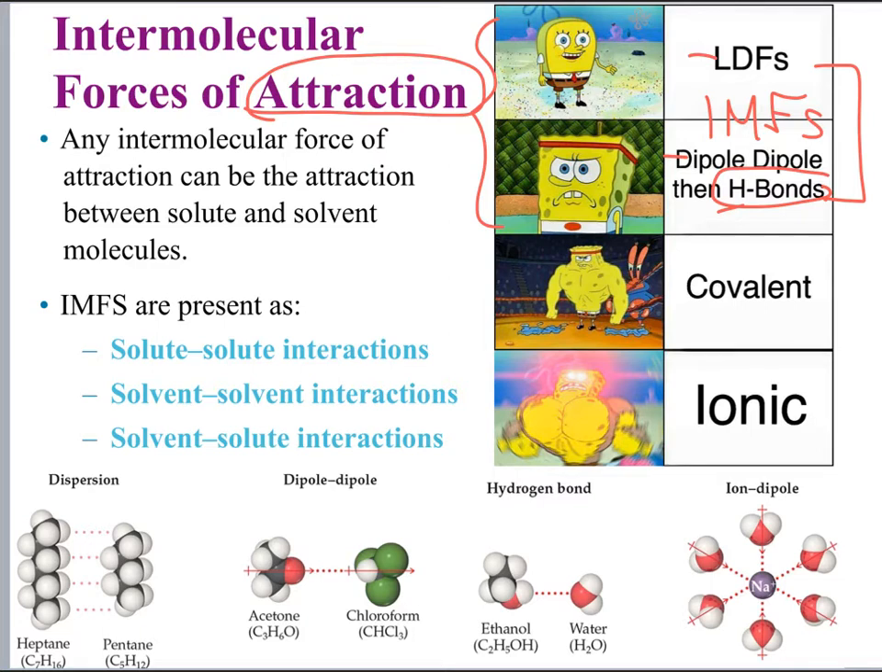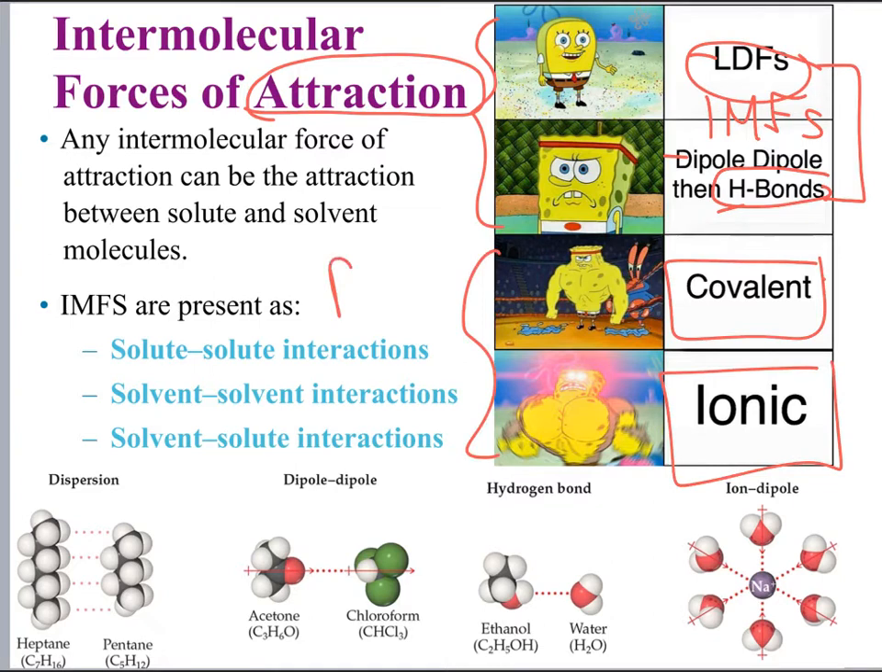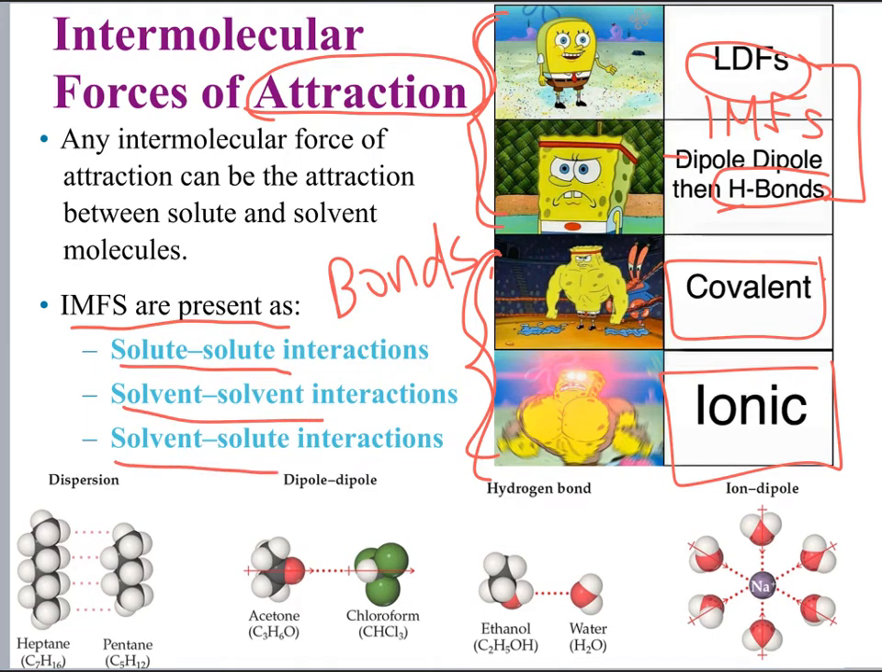So that's why this little diagram shows you how these are the weakest up here compared to the dipole-dipole, then hydrogen bonds, and then covalent, and then ionic. These are bonds between atoms, okay? So those are intramolecular, versus intermolecular, which are between 2 different molecules. Bonds are within one molecule between 2 different atoms. So IMFs are present in solutions as solute-solute interactions, solvent-solvent interactions, and solvent-solute interactions.